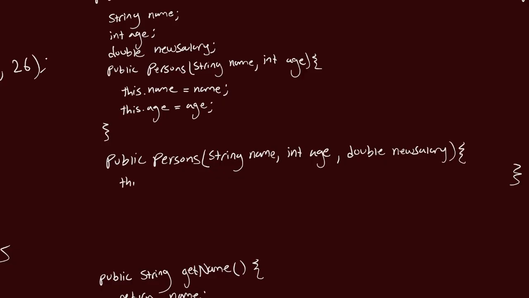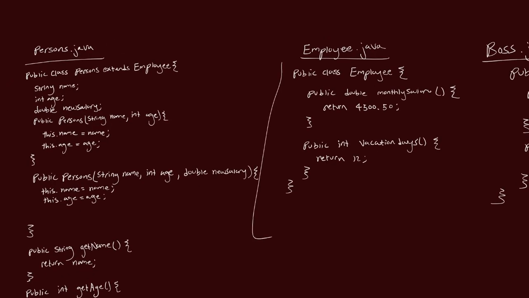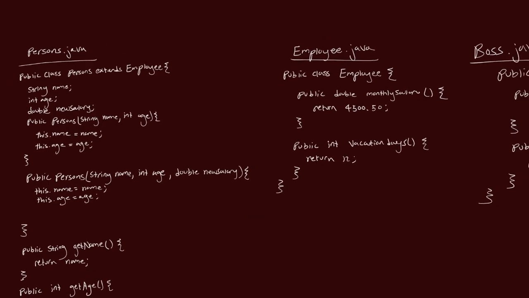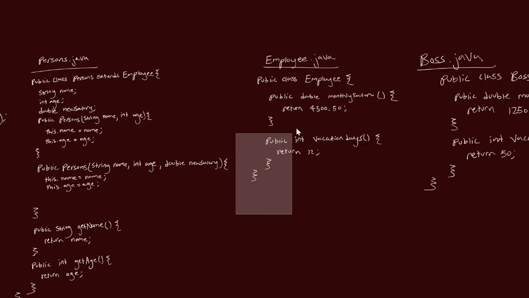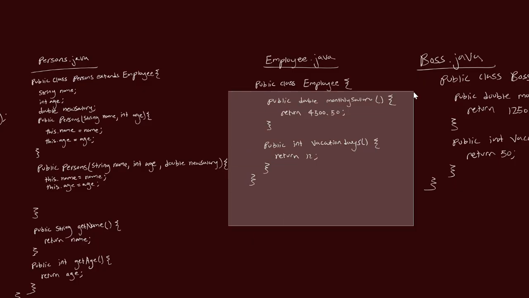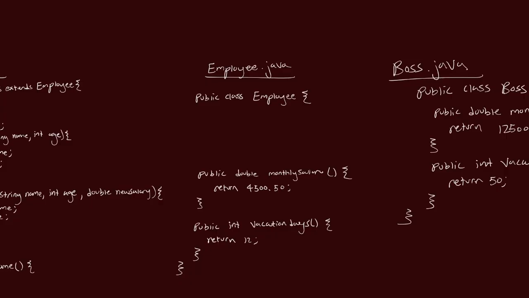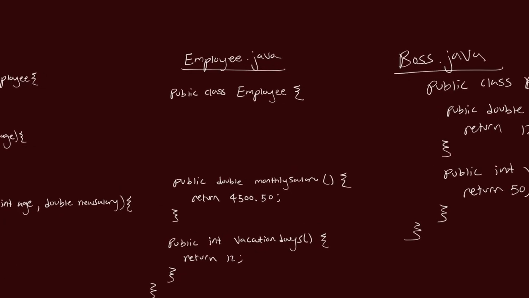So I do this dot name equals name, this dot age equals age, and I'm not going to do this dot salary equals salary. I'm going to do something else instead. Okay, so in my employees class, I'm going to change some stuff up. Hold on. So I'm going to add a constructor.